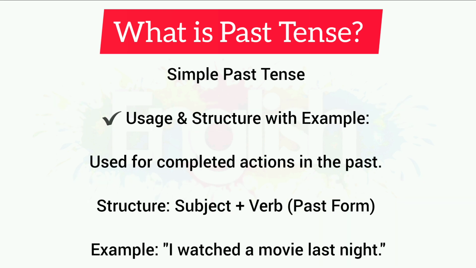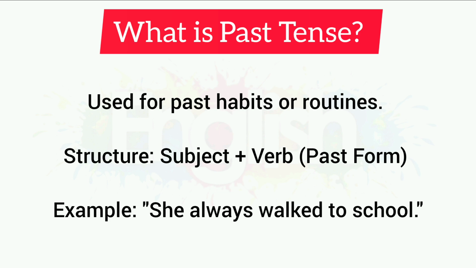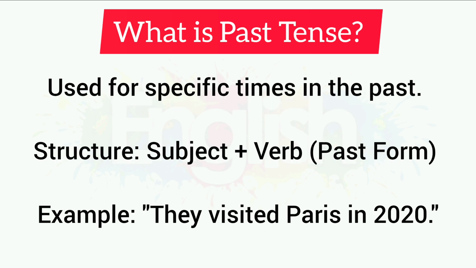Simple past tense. Usage and structure with example. Used for completed actions in the past. Structure: subject plus verb, past form. Example: I watched a movie last night. Used for past habits or routines. Structure: subject plus verb, past form. Example: she always walked to school. Used for specific times in the past. Structure: subject plus verb, past form. Example: they visited Paris in 2020.